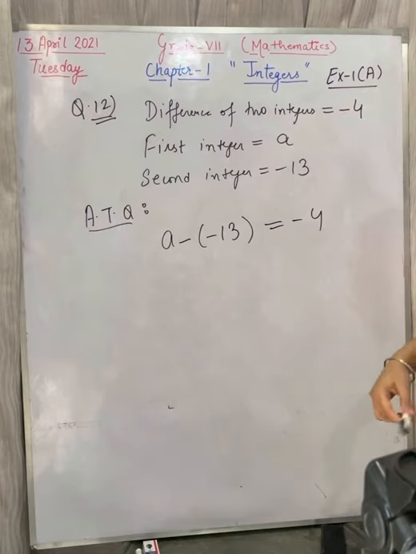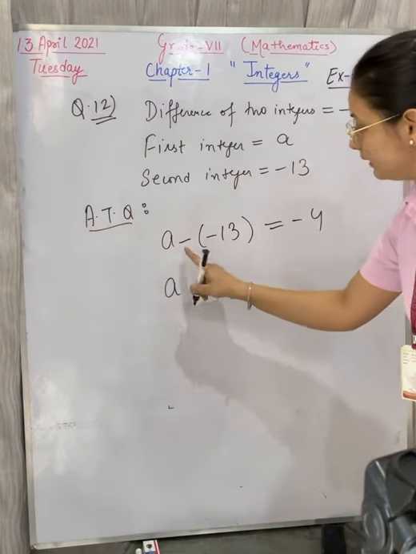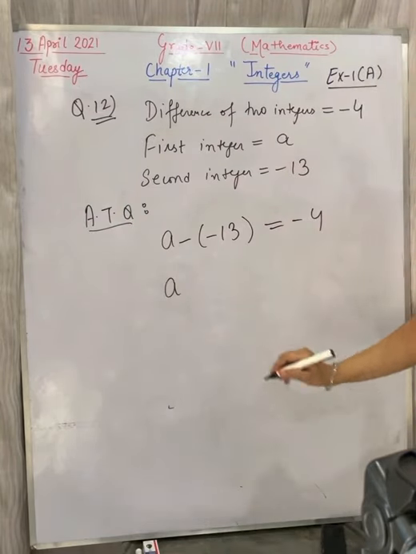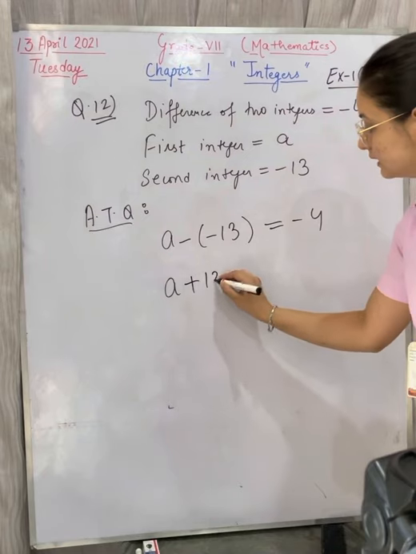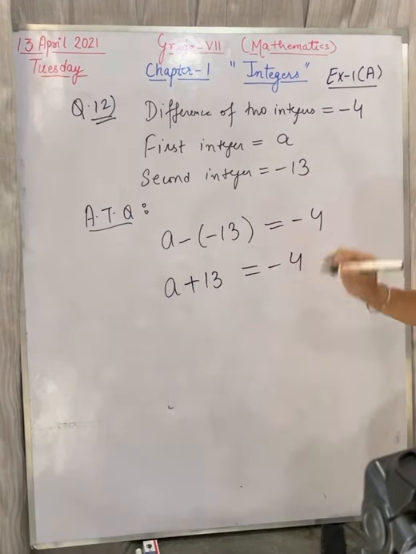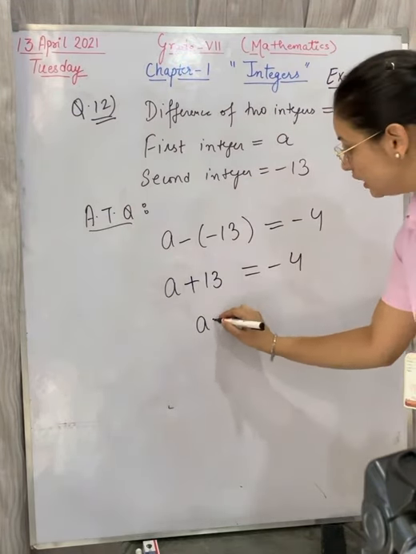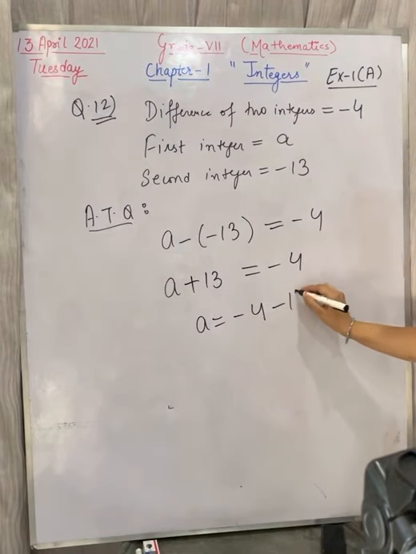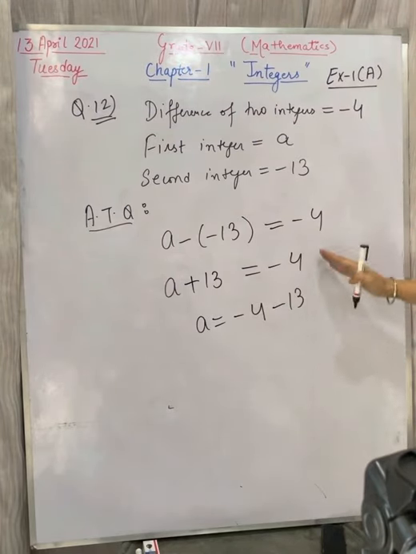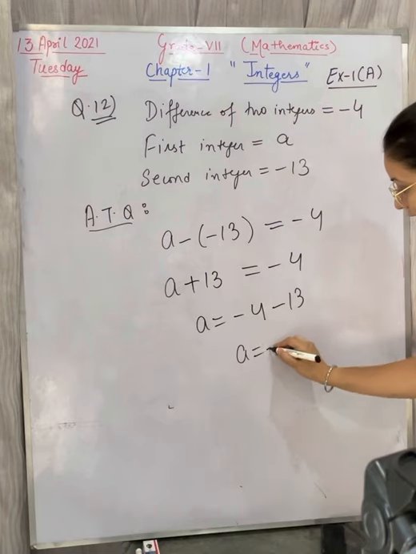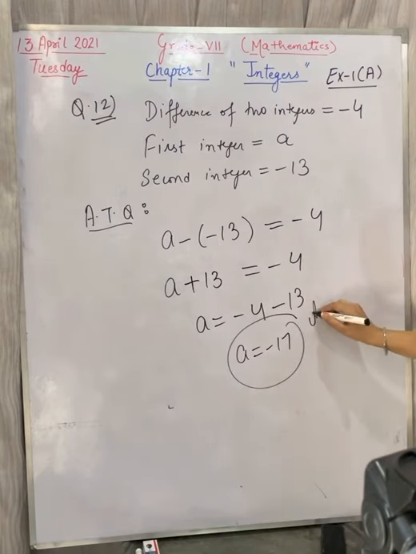Shraddha, please sit properly. Right? Now open it. A minus 13, it is how much? A plus 13 is equal to minus 4. So a is equal to minus 4 minus 13. How much? You have to subtract here. A is equal to minus 17. This is your answer. Right? This is your answer.